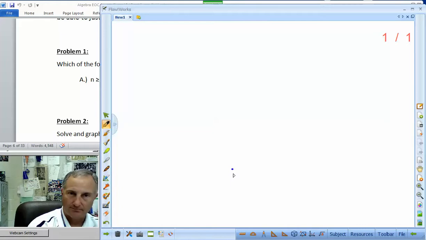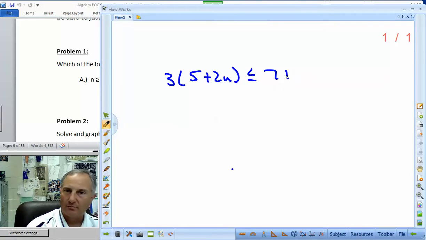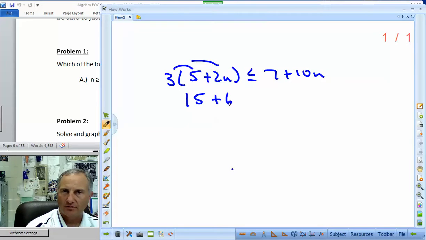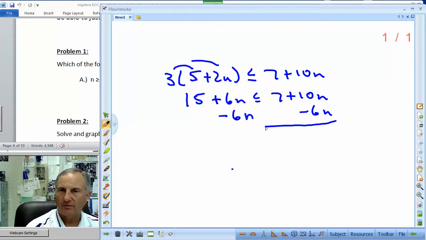We've got 3 times the quantity 5 plus 2n is less than or equal to 7 plus 10n. Okay, I'm going to do the distributive property here first. I'm going to get 15 plus 6n is less than or equal to 7 plus 10n. Like I've told you all along, I like to get my n's together first, and I like to add or subtract them over so that I end up with a positive n in this case.